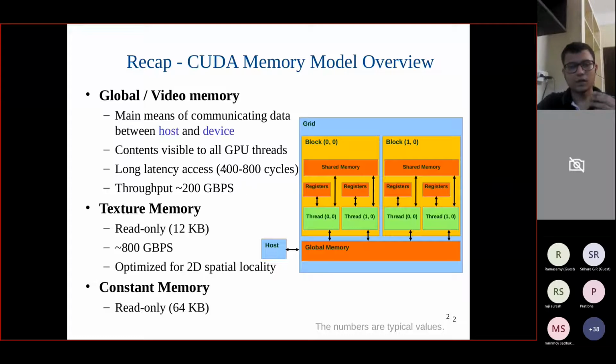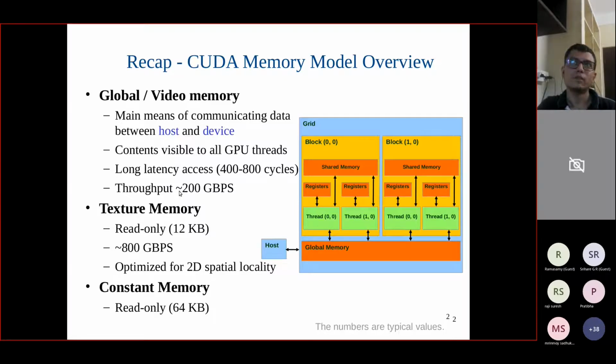Okay, so there we were, and we see that the content present in global memory is visible across all the GPU threads, across all the grids. It's global across all the threads. And since in the hierarchy it's very far from the GPU core or streaming multiprocessor, its latency is very high, around 400 to 800 cycles, which is a lot more cycles than other memories take. So latency is high, and throughput is around 200 gigabytes per second.